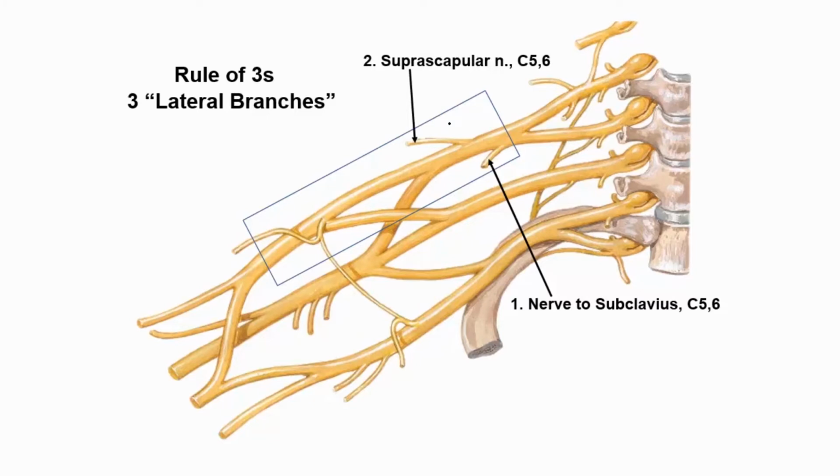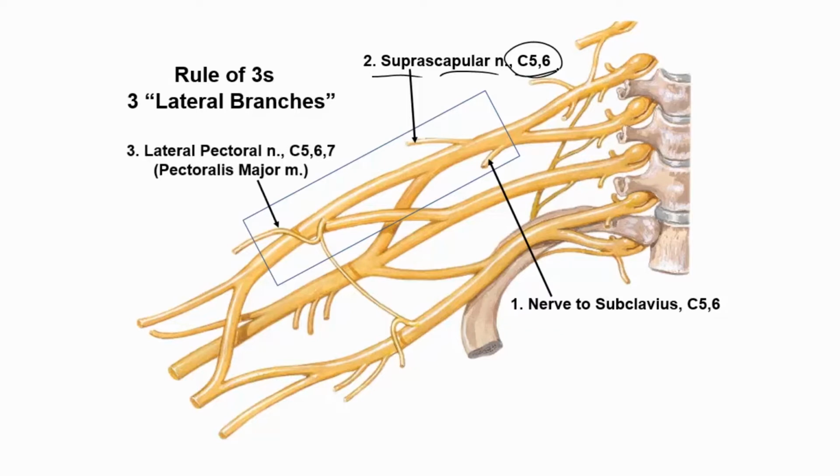The suprascapular nerve is going to go to rotator cuff muscles. So that's C5 and 6. It's going to go above the scapula, hence the name suprascapular, and it will supply the supra and infraspinatus muscles, 2 of our rotator cuff muscles. C5 and 6 will be the spinal segments that will be involved with innervation of shoulder structures. So when one thinks of shoulder, one thinks of C5 and C6.